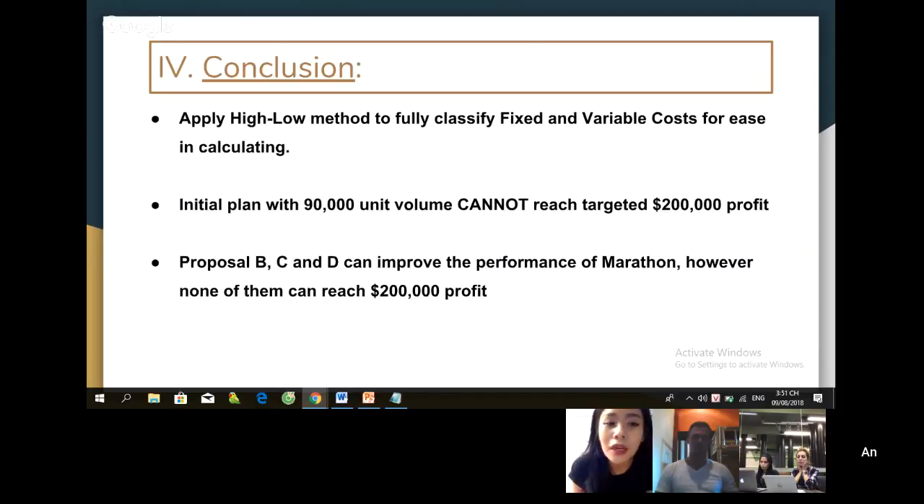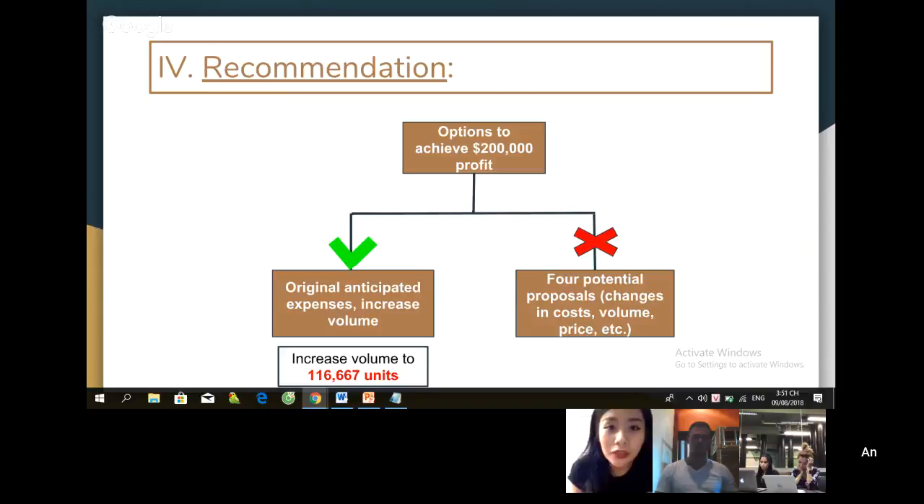So now we will recommend a better strategy for the company. If Marathon tends to put profitability as the first priority, then we highly recommend it not to apply any proposal. Instead, it could keep the original and anticipated expense, but increase the volume to 160,667 units.